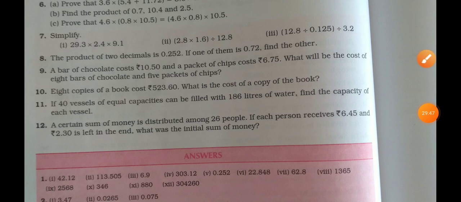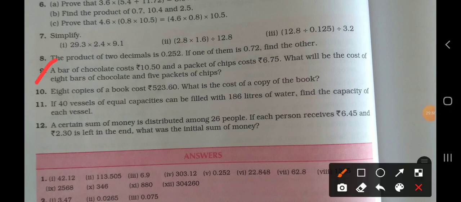Next word problem is here. Question number 9. A bar of chocolate costs rupees 10.50 and a packet of chips costs 6.75 rupees. What will be the cost of 8 bars of chocolate and 5 packets of chips? Student, we have information about 1 bar of chocolate and 1 packet of chips. With the help of this, we can find out the cost of 8 bars of chocolate and the cost of 5 packets of chips.